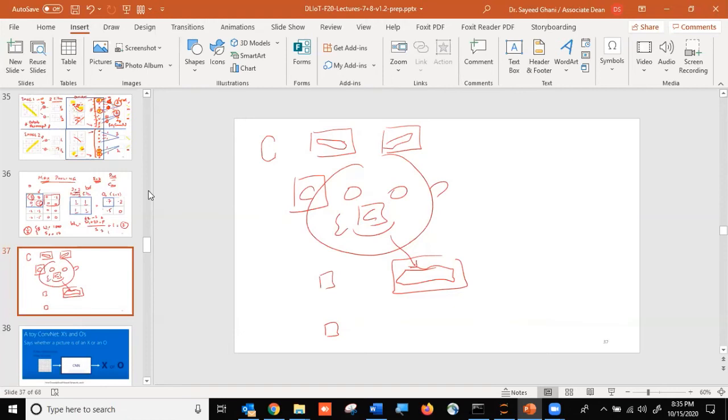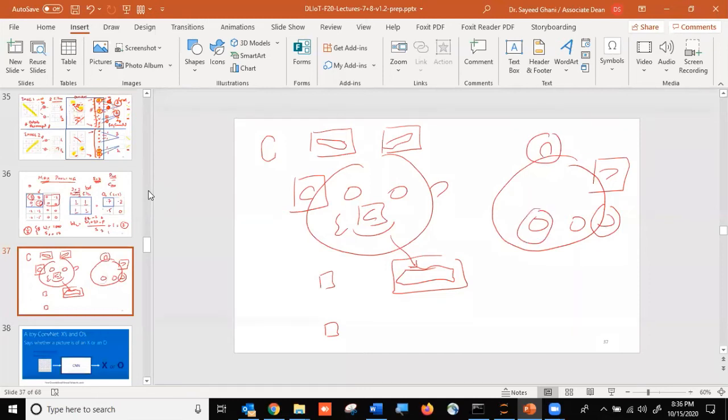Now, here's another image. Does it have a nose? Yeah, it has a nose. Well, that's supposed to be in my drawing. That's supposed to be a nose, okay? This is supposed to be a right ear, this is supposed to be a left ear. This is supposed to be one of the eyes, and this is another eye, okay? And here is the mouth, okay?